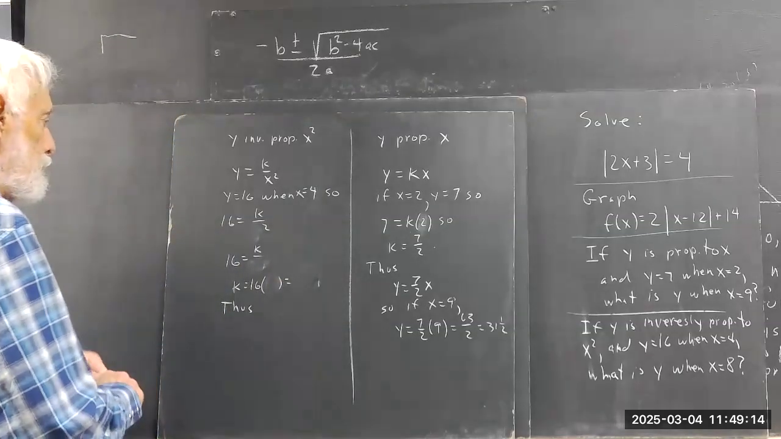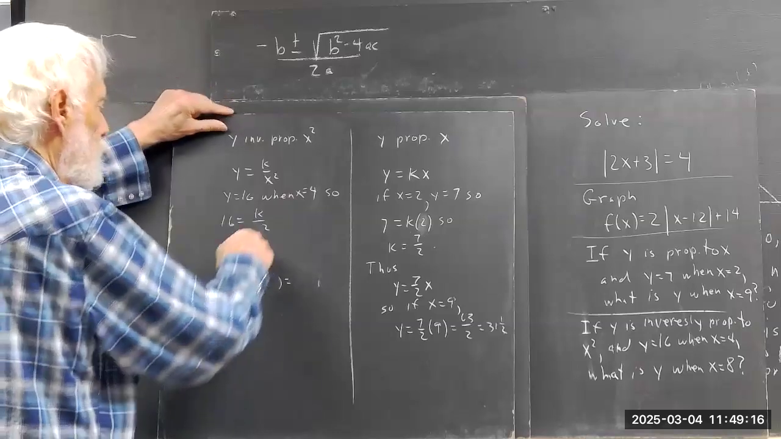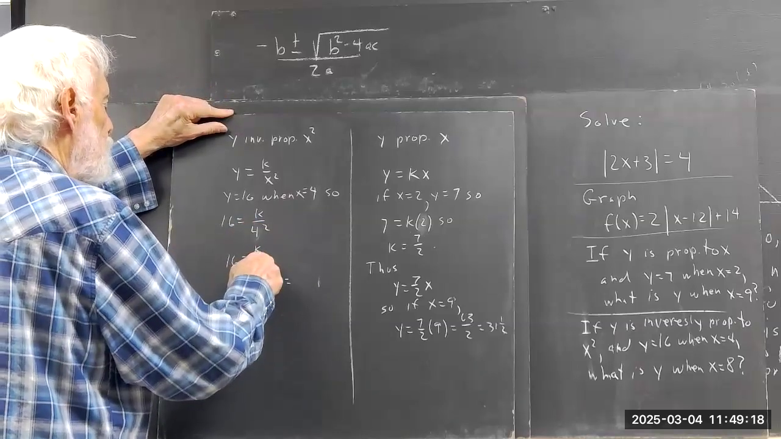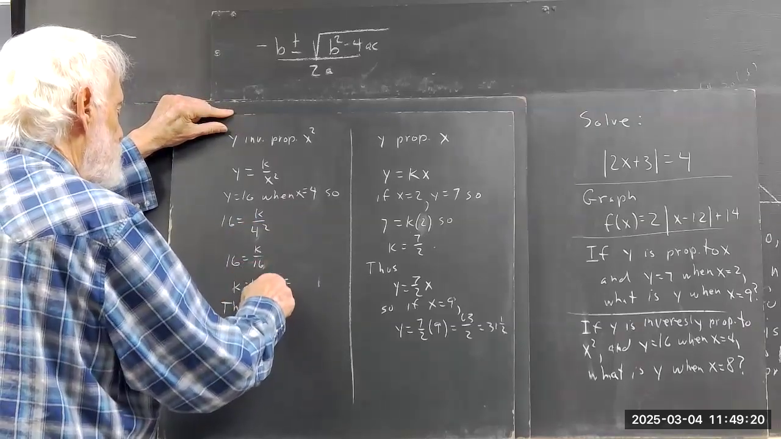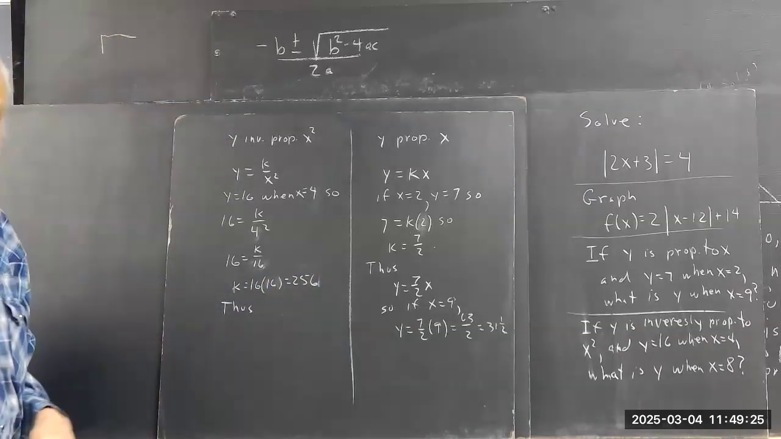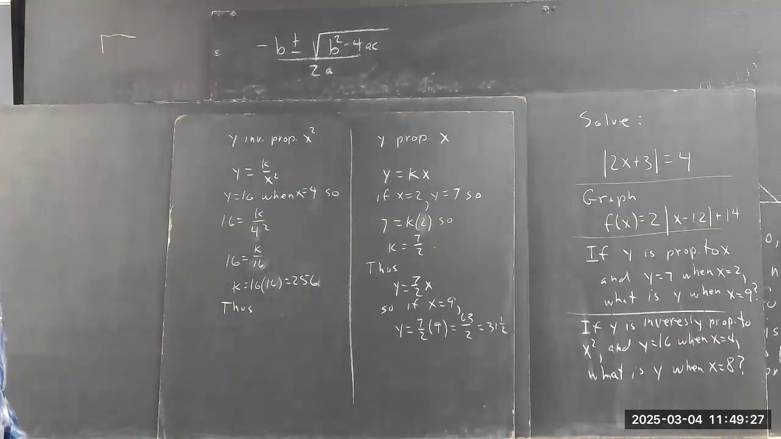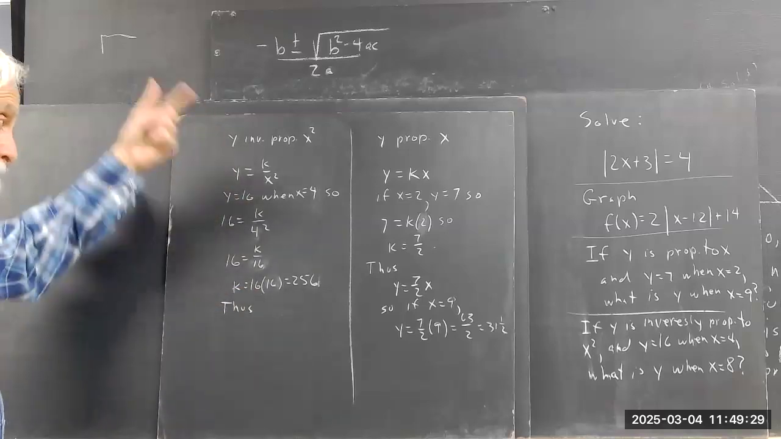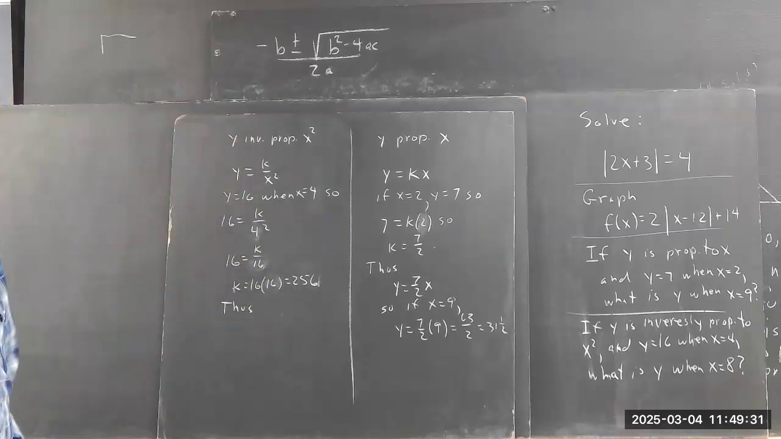And okay, now x equals 4, so it's k over x squared. It would be 4 squared. 4 squared is 16. 16 times 16 is 256. Okay. So again, it just follows. You just, right there's the form.